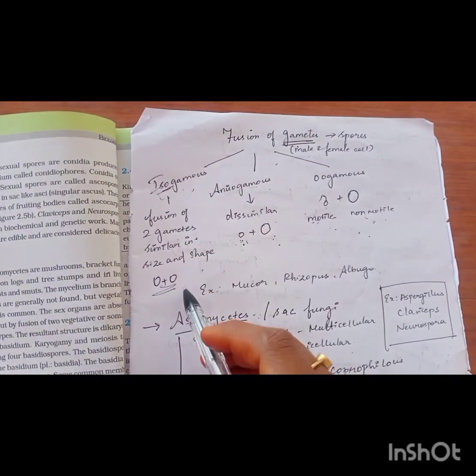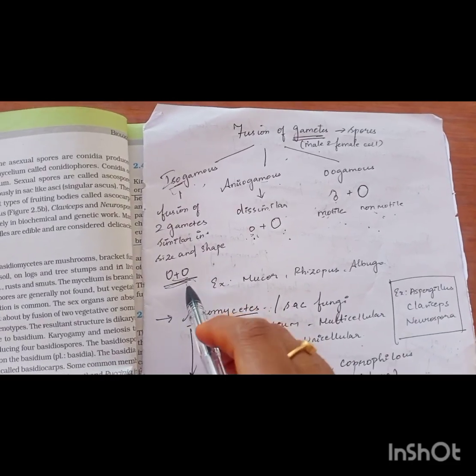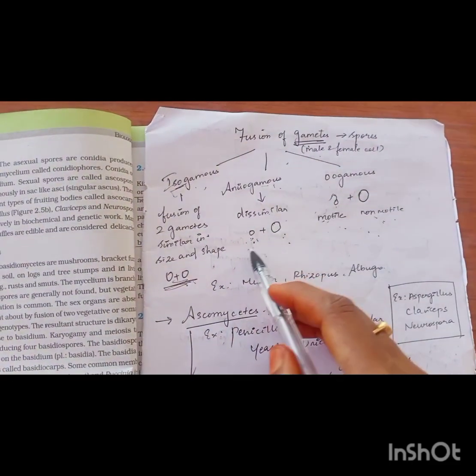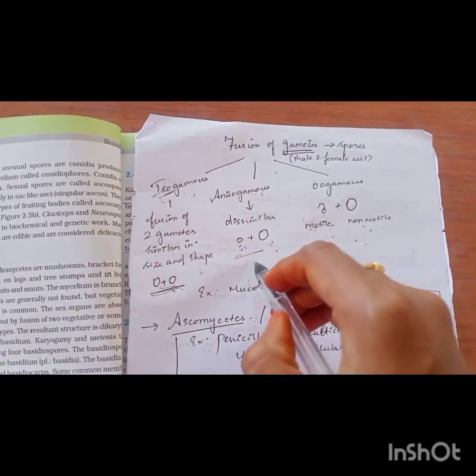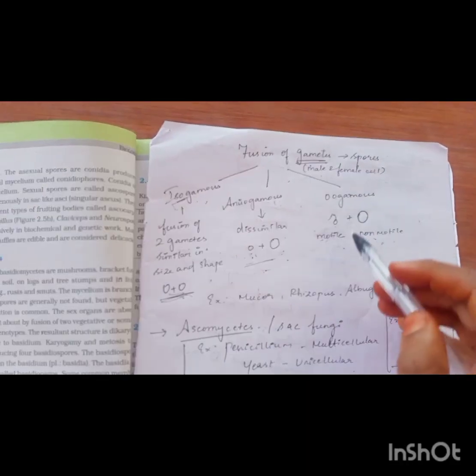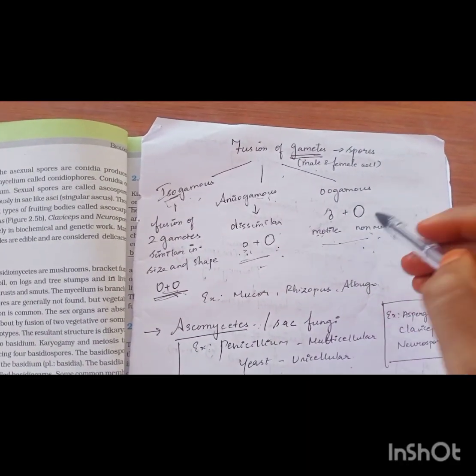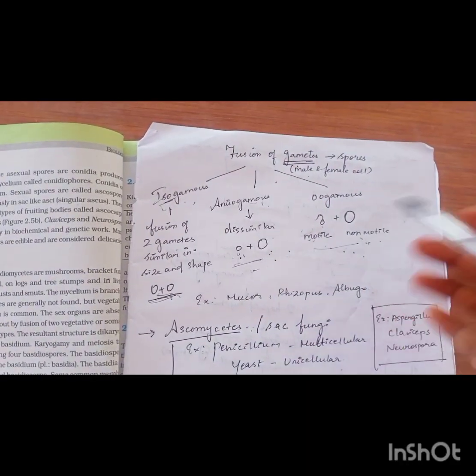So one is isogamous, where similar types will be fused together. Anisogamous, where dissimilar types will be fused together, but both are non-motile. In oogamous, dissimilar types will be fused, in which one is motile and another is non-motile.